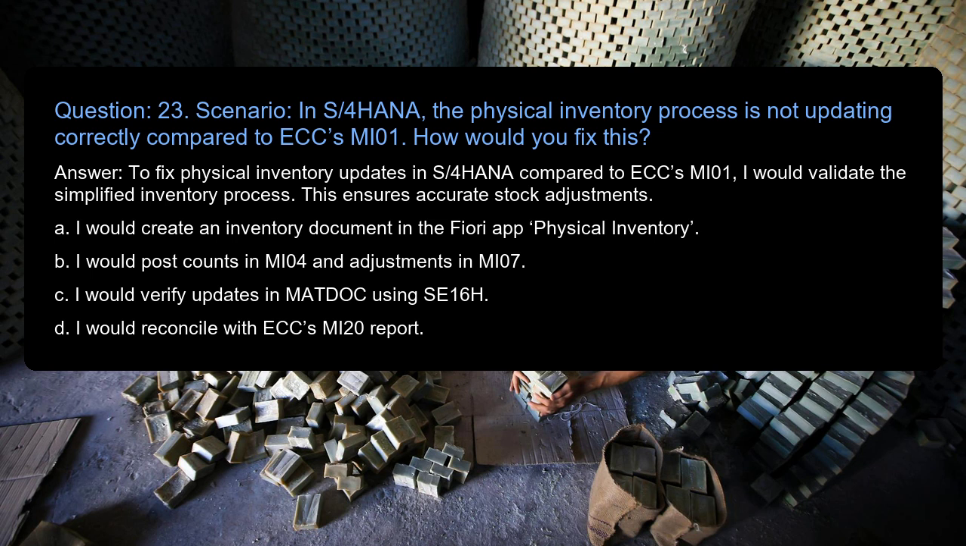Question 23. Scenario: in S/4HANA, the physical inventory process is not updating correctly compared to ECC's MI01. How would you fix this? Answer: to fix physical inventory updates in S/4HANA compared to ECC's MI01, I would validate the simplified inventory process. This ensures accurate stock adjustments.